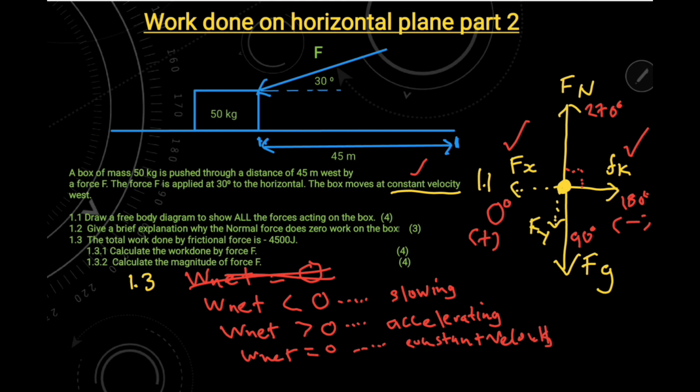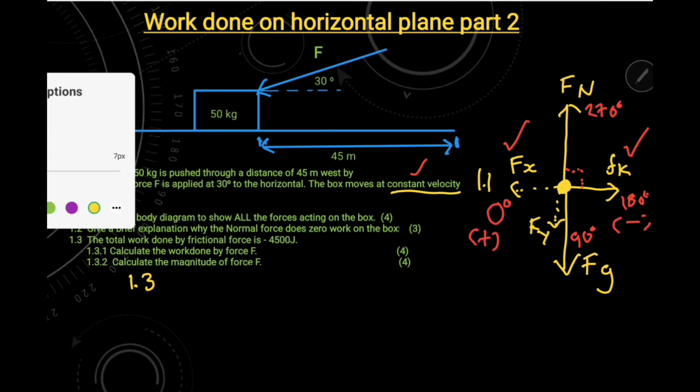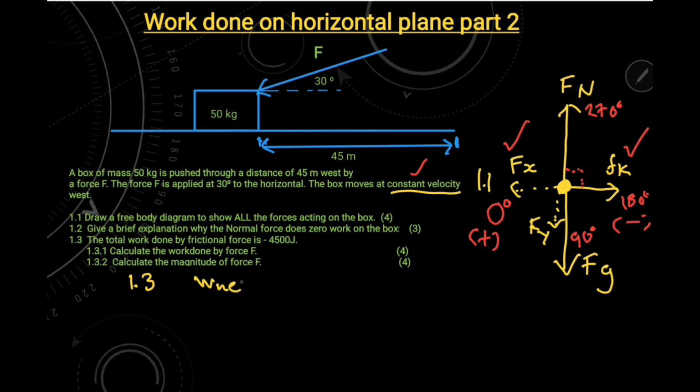Now, having said that, this puts us in a prime position to use the idea of the net work done. The net work done is the work done by all the forces on the object. What are the forces that are acting? So we know that W net is going to be the work done by the applied force plus the work done by the frictional force. I don't need to add the other forces because I know they're going to do 0 work. The normal force does 0 work, the gravitational force does 0 work, the component Fy does 0 work. So the net work we're saying is 0.